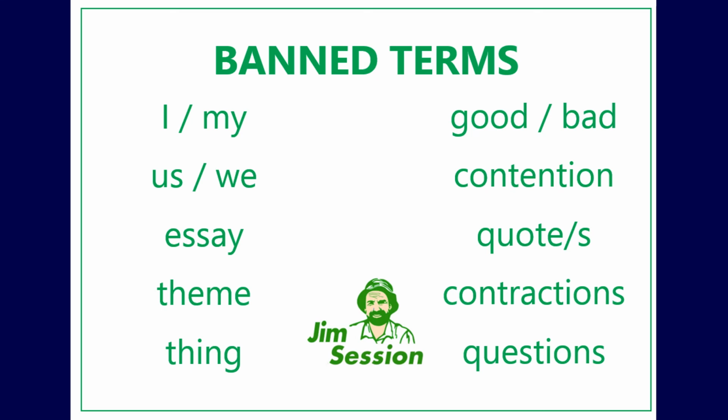The word thing is very simplistic. Is it an aspect or a factor? Is it a trait or characteristic? Be specific with that. Words like good or bad, again, are pretty simple. Are they positive? Are they optimistic? Are they negative? Are they difficult or challenging?